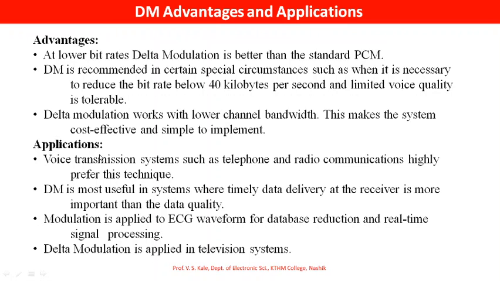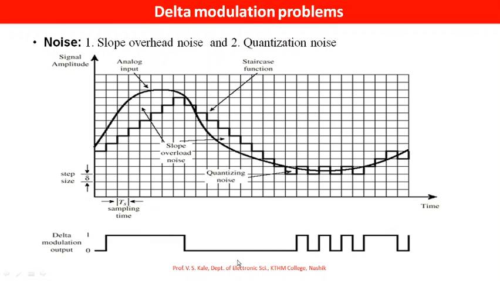There are a number of applications. Voice transmission systems such as telephone and radio communication highly prefer this technique. Delta modulation is most useful in systems where timely data delivery at the receiver is more important than the data quality. Modulation is applied to ECG waveform for database reduction and real-time signal processing. Delta modulation is applied in television systems. Now let us see the delta modulation problems.